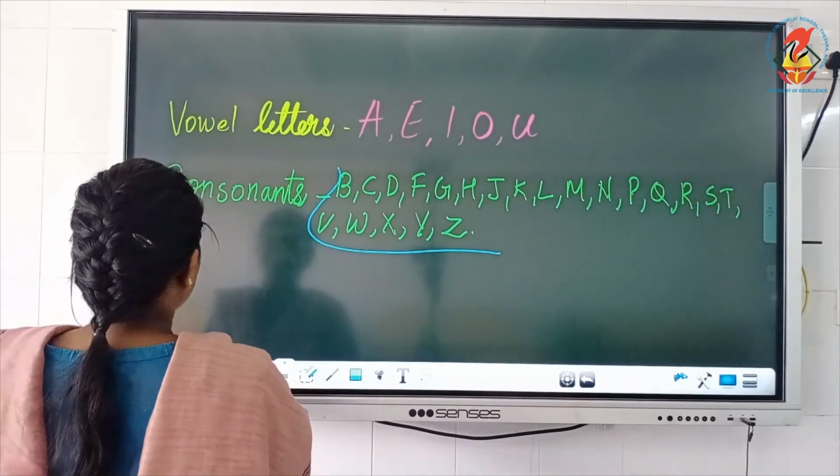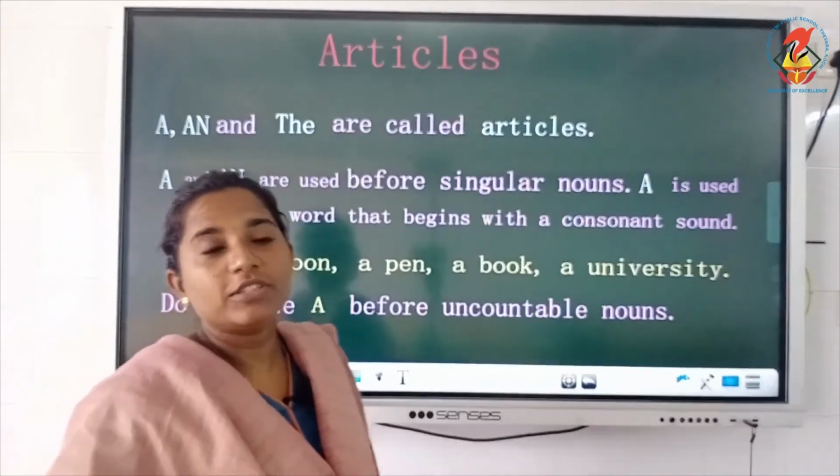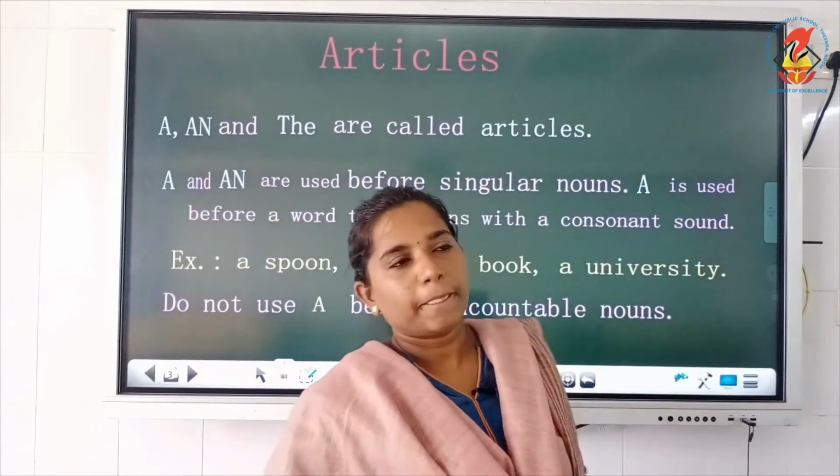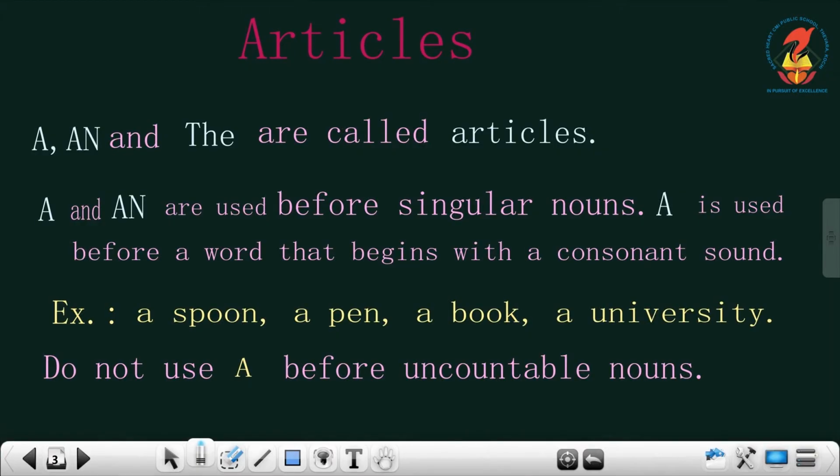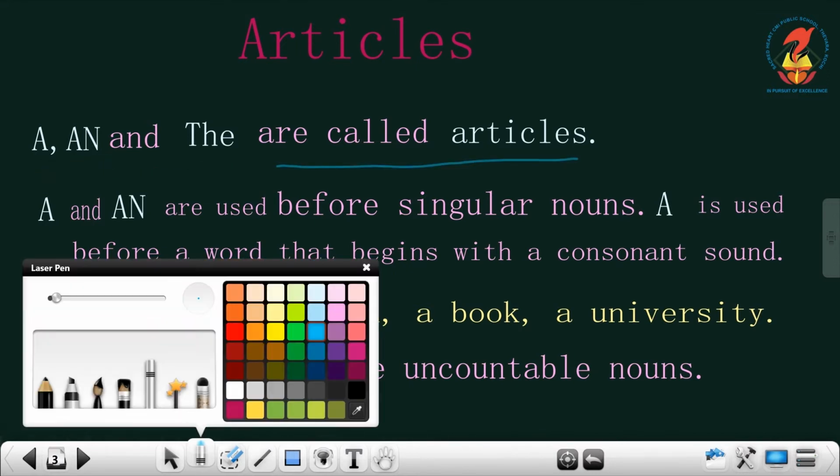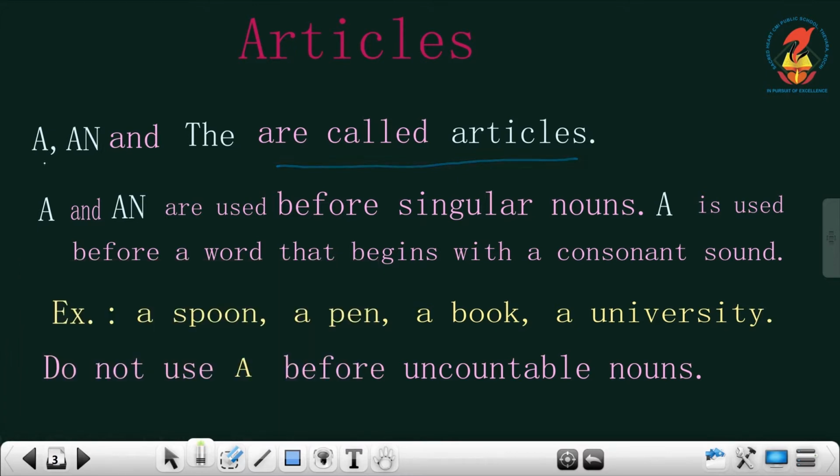Now, we will learn about articles. A, an and the are called articles. What are called articles? A, an and the. These are called articles. A and an are used before singular nouns. Where are they used? They are used before singular nouns.